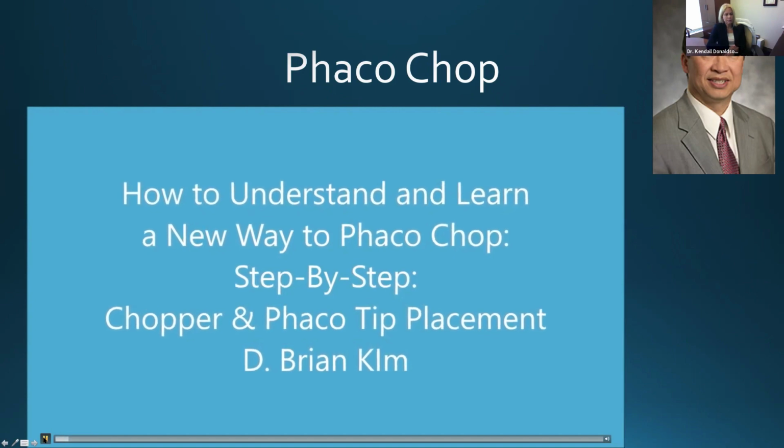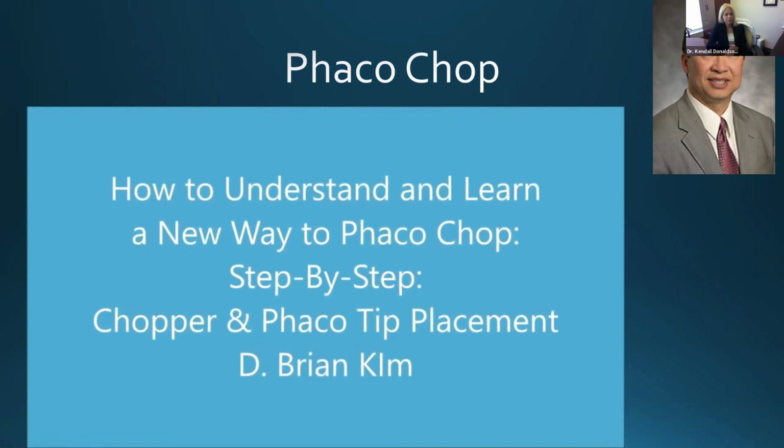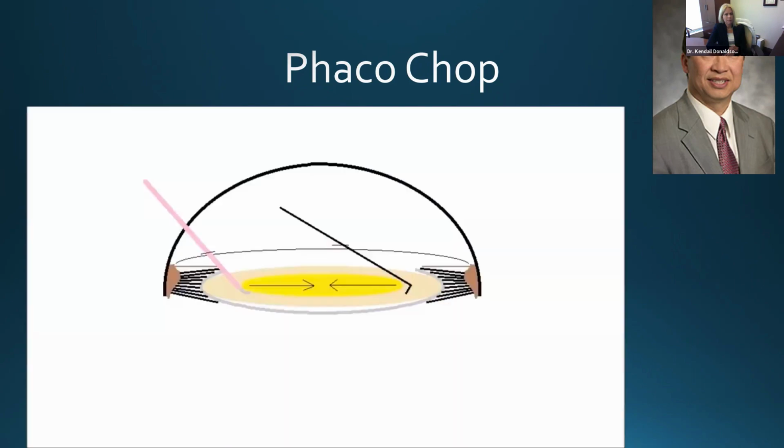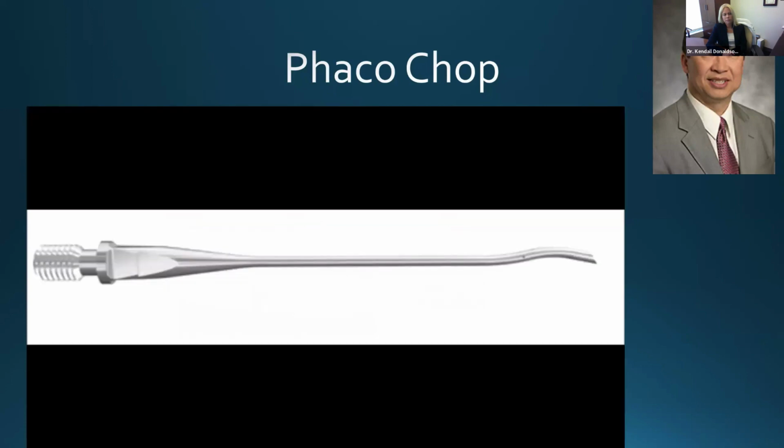You an in-depth, step-by-step explanation of how I place my chopper and phaco tip during my phaco chop technique. This is a schematic of the eye. The pink is the phaco tip and the chopper is in black. As you can see, the phaco tip is placed sub-incisionally within the anterior capsular opening. The tip is slid down into the epinuclear material, but outside and around the endonucleus and holding the endonucleus at the same level. The chopper is placed at the same position on the contralateral side.